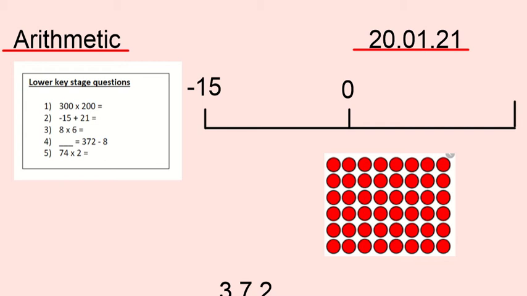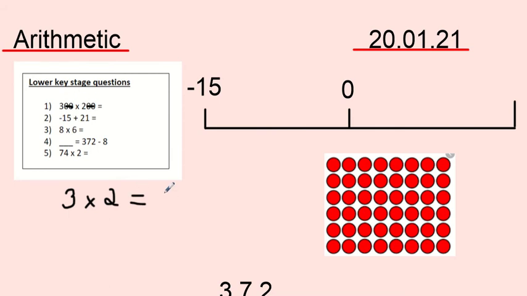Okay, let's get started. So we are going to start with question 1 of the lower key stage questions. 300 multiplied by 200. Now when we've been doing these at school, we've been ignoring the zeros. So in this case, we're making the numbers 100 times smaller. And we're going to be thinking about 3 times 2. So all I've done there is I've made the number 100 times smaller, or ignored the zeros as we've been saying at school.